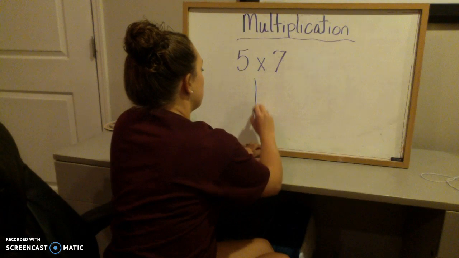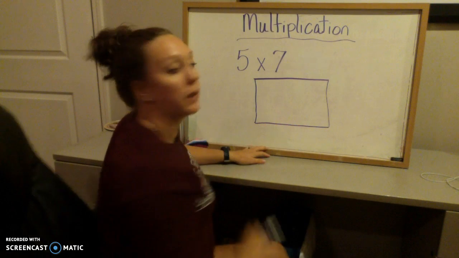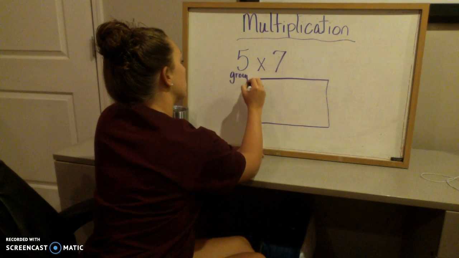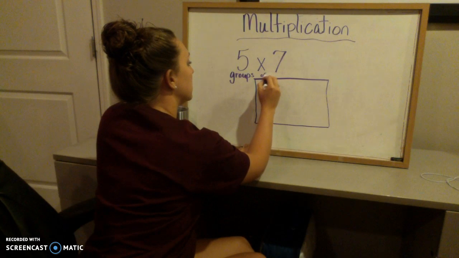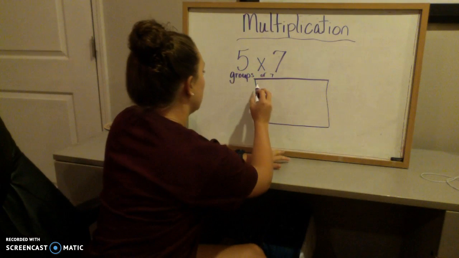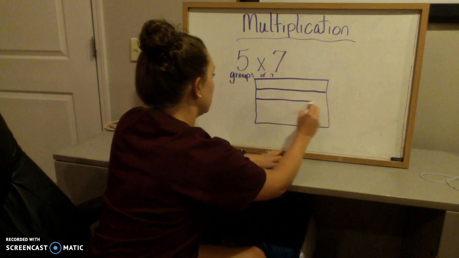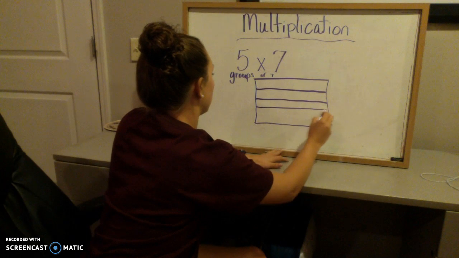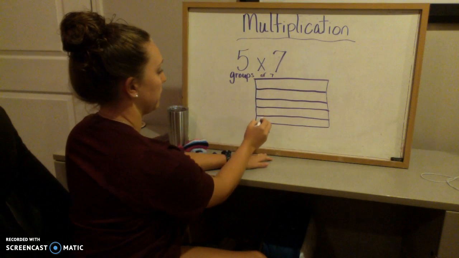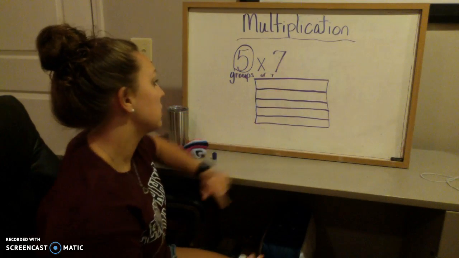So what we want to do, we're going to draw a rectangle to help us figure out this problem. Now this means that we have 5 groups of 7. Or we can say we have 7 groups of 5, either way. So we're going to mark off 5 groups. 1, 2, 3, 4, 5. There's our 5 groups. Now there has to be 7 in each of these groups.